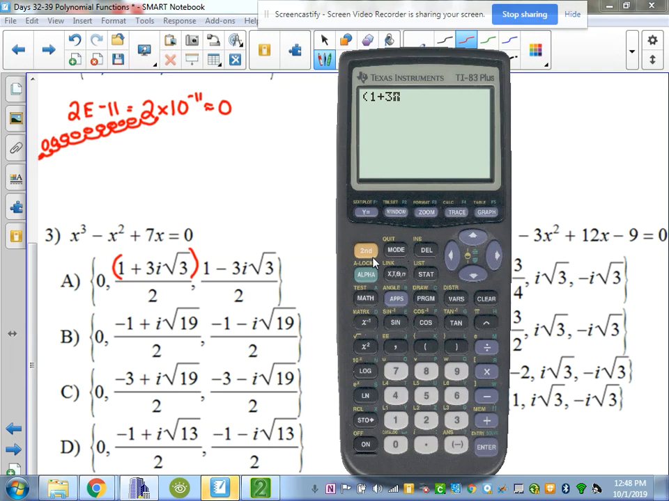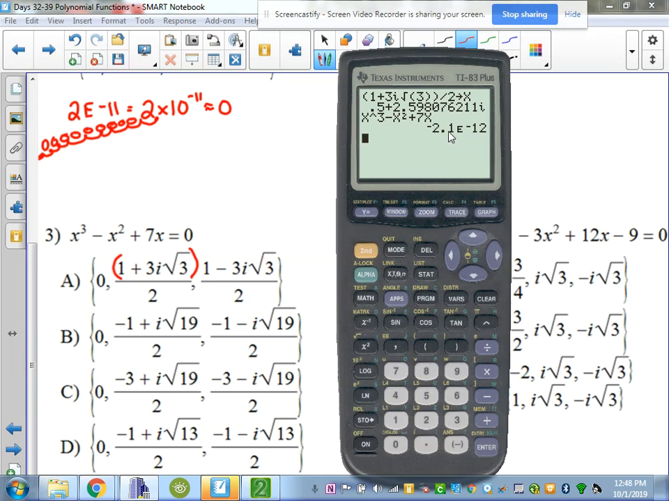1 plus 3i square root 3. Now, that parenthesis was for my square root. I've got to put another parenthesis to close the entire numerator. Then divided by 2. Okay, that is that entire first answer choice right there. 1 plus 3i square root of 3 over 2. Store it as x. Okay, that's the decimal version of that answer choice. We're plugging in x cubed, whoops, minus x squared plus 7x.